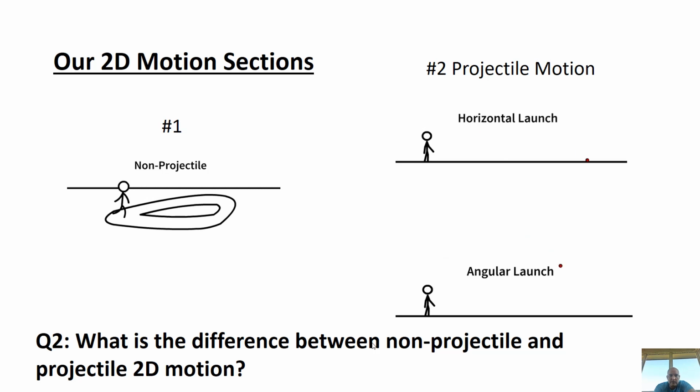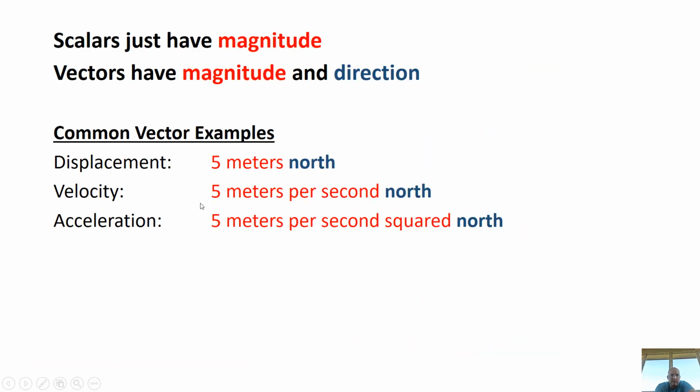What's the difference between non-projectile and projectile 2D motion? If you take a look right here, in non-projectile, the stick man, he's walking, he's running around. He's not actually flying through the air or throwing something through the air. So we'll go into horizontal launch projectile motion where you just throw something straight ahead, and the angular launch. But as soon as that ball enters the air, you have the force of gravity acting upon it, accelerating it downwards towards the ground. Whereas what we're going to start off with has nothing to do with something falling through the sky. That's the main difference.